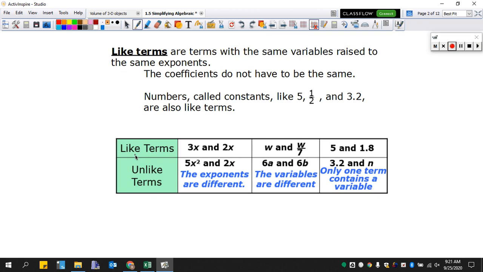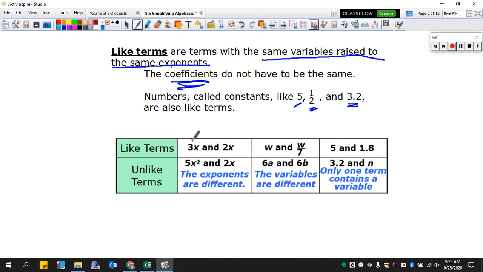When we simplify algebraic expressions, we collect the like terms. Well, like terms are terms that have the same variables raised to the same power, or to the same exponent. The coefficients, the numbers in the front, do not have to be the same. Okay? And the regular numbers are called constants. They're like 5, 1/2, 3.2. Just a regular number without any variable behind it.